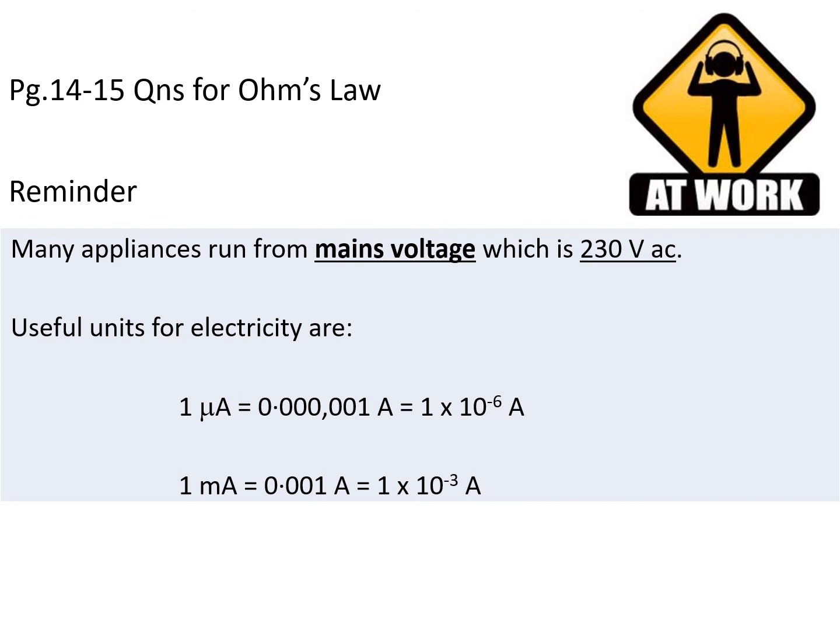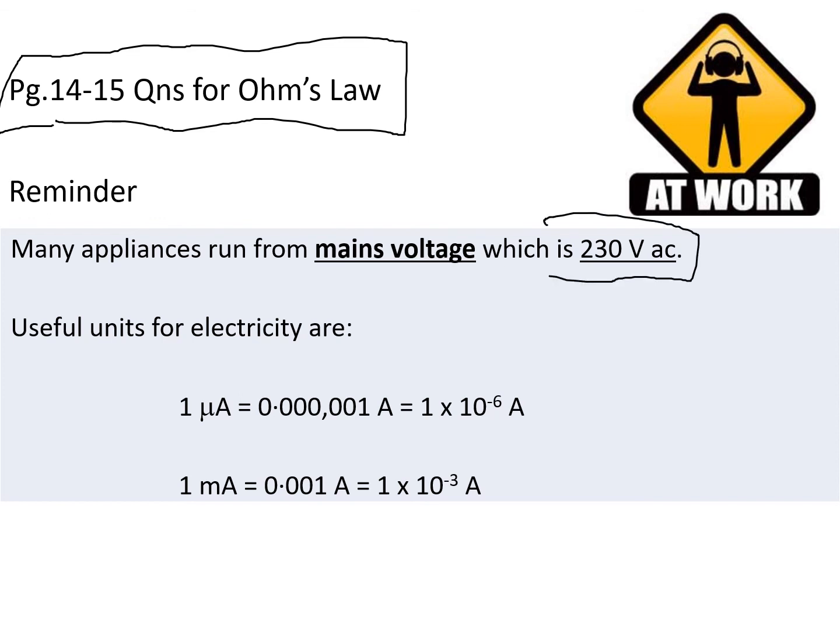So what I want to do is the questions which I'm going to upload for you to do are here, and a wee reminder for you that mains voltage is 230 volts AC, and that 1 microamp is the same as 1 times 10 to the minus 6 amps, or 1 milliamp is the same as 1 times 10 to the minus 3 amps. So remember, if you see the M, replace it with 10 to the minus 3. You've practiced this before, you should be able to do this fairly straightforwardly.